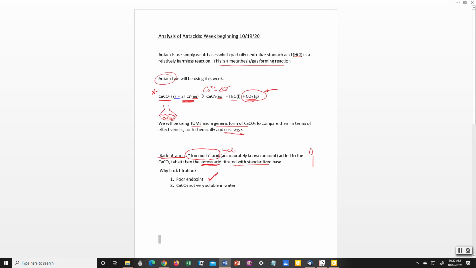So here we start with our acid, and some of it gets neutralized by calcium carbonate, but what's left over we have to titrate with sodium hydroxide. There's just too much for the calcium carbonate to neutralize itself.